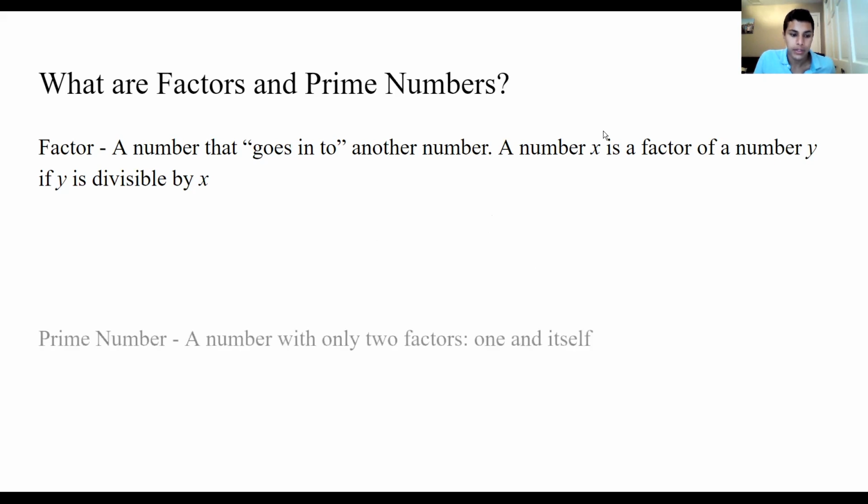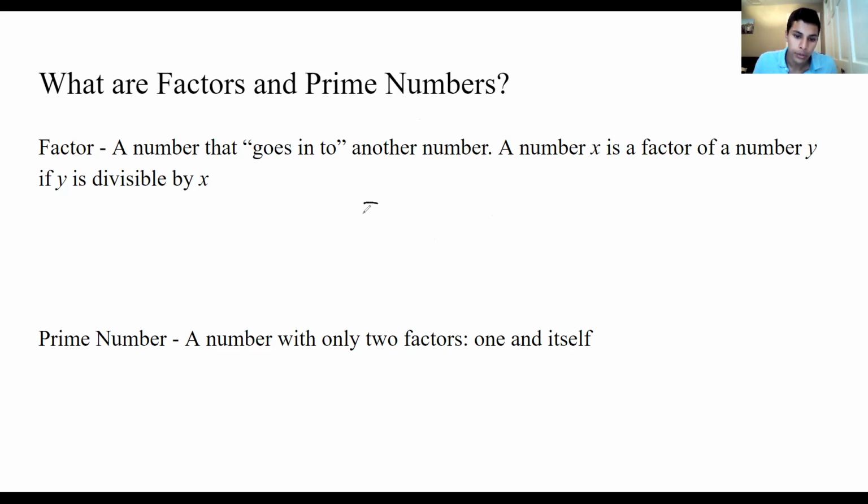Now, prime numbers are something special. They have something to do with factors. And that's that they only have 2 factors total, which are 1 and itself. I told you that every number will always have 1 and itself as a factor.